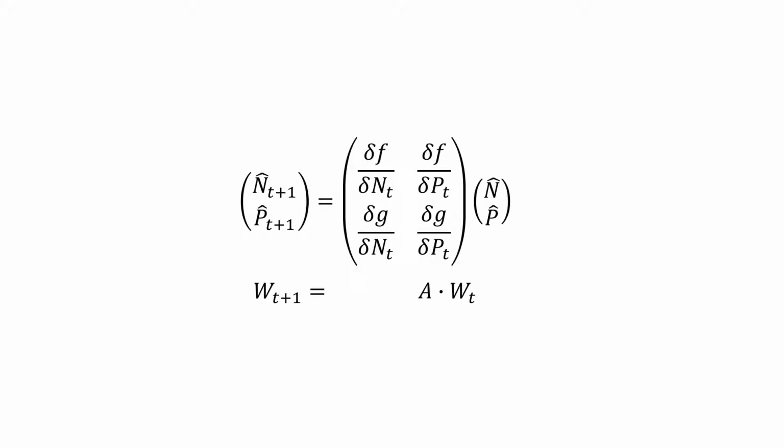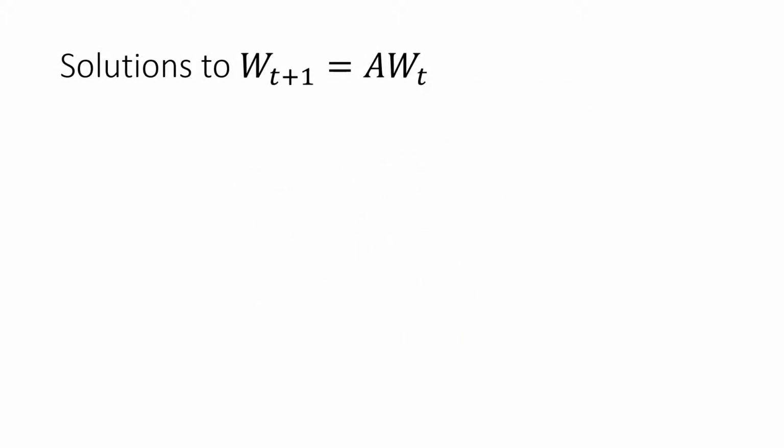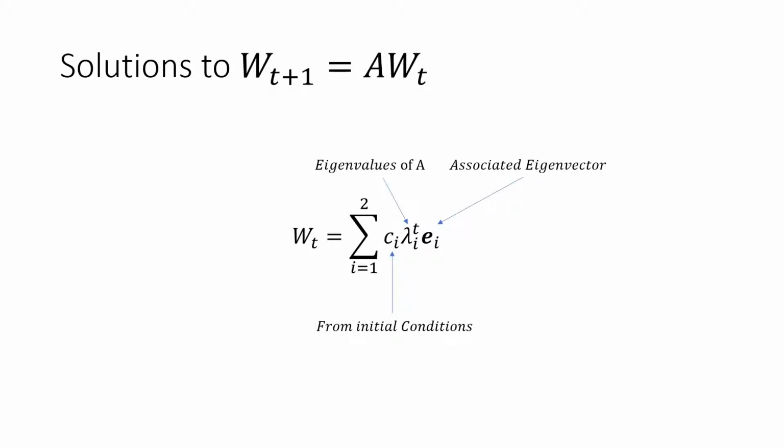Given that the solution takes the form w of t is equal to the sum from i equals 1 to 2 of c_i times lambda_i to the power t times e_i, where the c_i are constants determined by the initial conditions, and lambda_i and e_i are the eigenvalues and eigenvectors of the Jacobian, we can see from this that the fixed point is only stable if the modulus of all the eigenvalues is less than 1, as raising these to the power of t will either tend to infinity or 0 depending on the size of the eigenvalue.